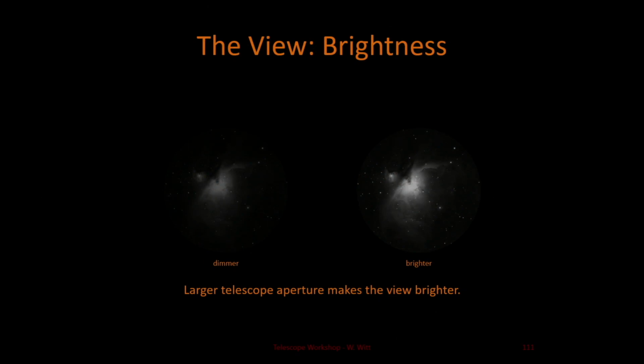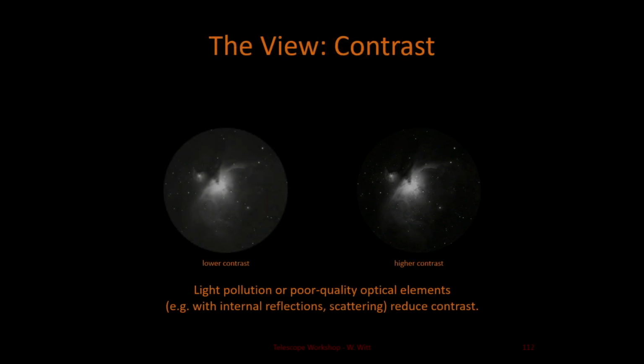So first off, the brightness. As you can see on the left, this dimmer object looks less bright than the right object. I don't know how else to say it. It's pretty apparent, I think. If you can see it more easily, if it looks like there's more light there, then it's brighter. Larger telescopes with larger apertures make the view brighter. Pretty simple. Contrast is a little more interesting.